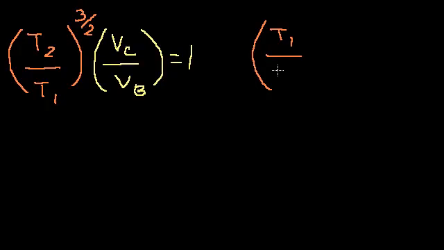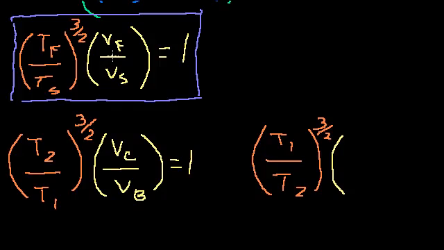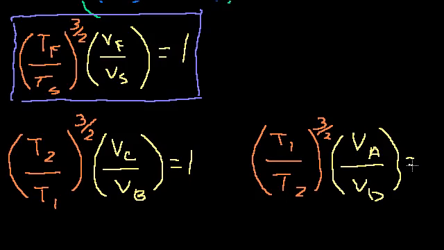Our initial temperature is T2. We're going from D to A, to the 3/2 power times, let me write our formula there. Our final volume is the volume at A, that's where we moved to, and we moved from our volume at D. And this is going to be equal to 1.